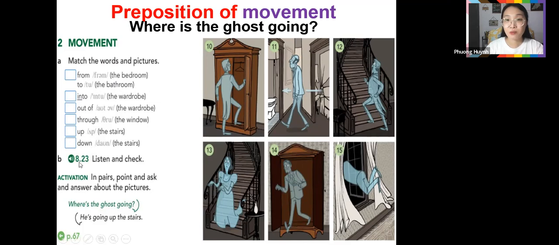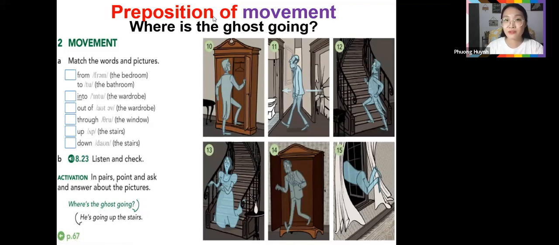Khi bạn sử dụng những cái preposition of movement này á, thì đằng sau bạn phải có cái danh từ chỉ vị trí nha bạn, chứ không bao giờ đứng một mình. Ok. Rồi ví dụ ở đây mình sẽ thấy into cái gì? Into a wardrobe. Out of cái gì? Out of the wardrobe. Through, đi xuyên qua cái gì? Through the window. Up and down. So we have up the stair and down the stair.